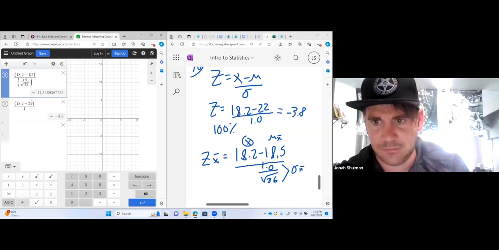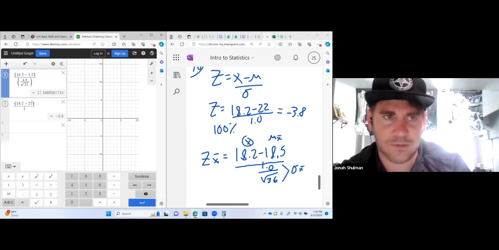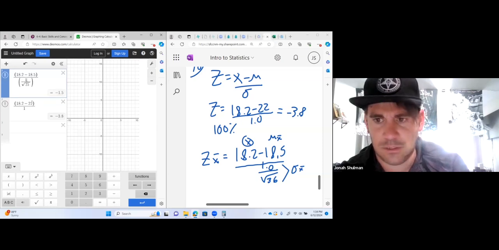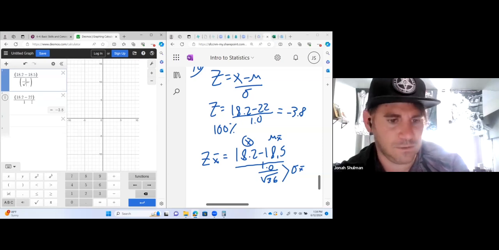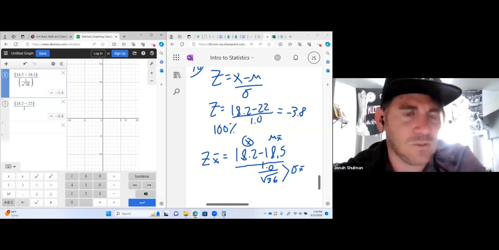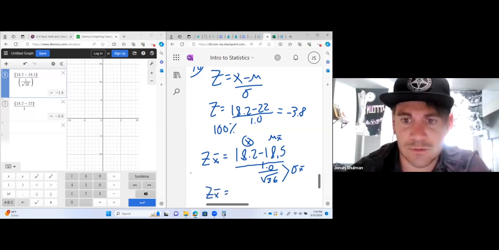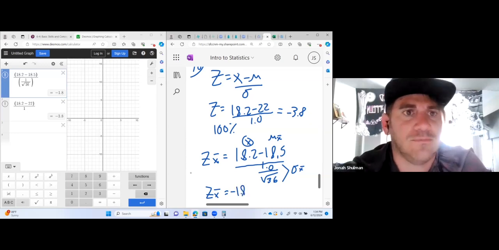18.2 minus 18.5. This is just the number 1. This is the square root of 36. So now our z-score of the sample means is negative 1.8.